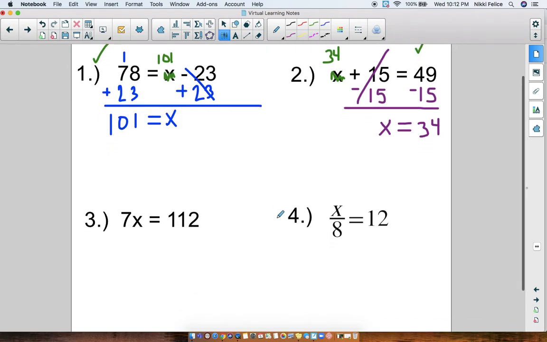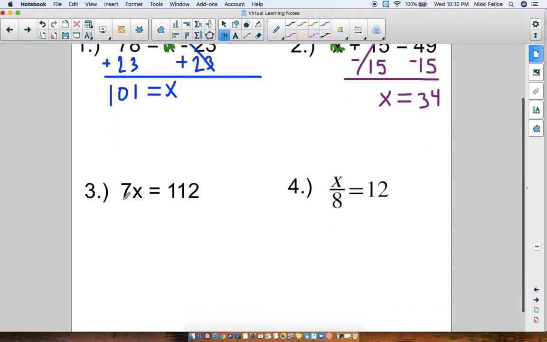Go to number 3. Number 3 says 7x equals 112. What operation is 7x? What does that mean? It means 7 times x equals 112. So if this is 7 times x, that means we're going to be dividing by 7 to figure out our solution. 7 divided by 7, we're just left with 1x over here.